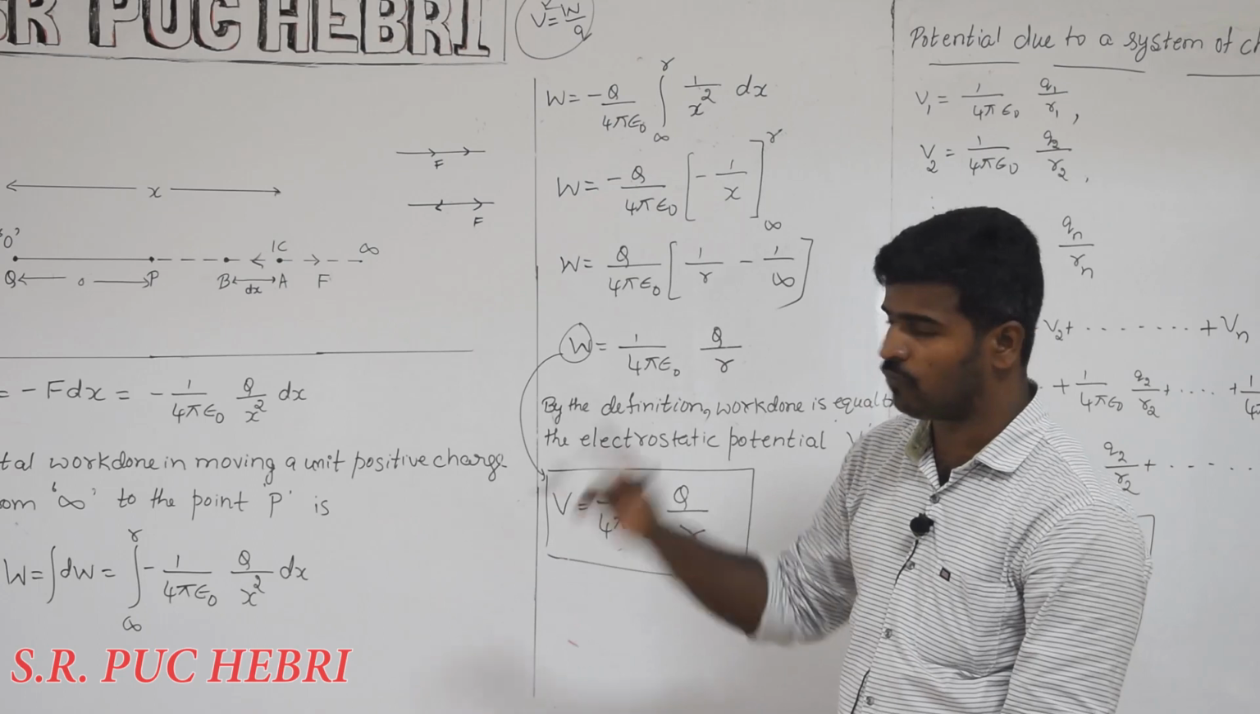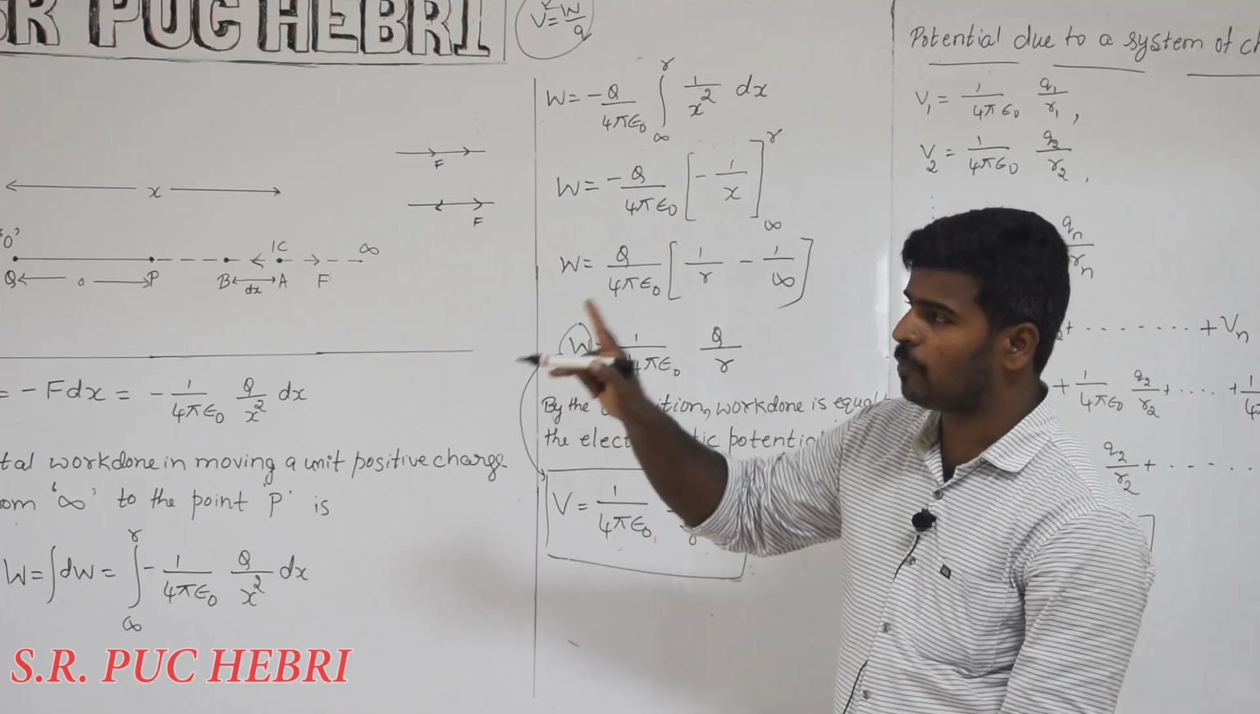Define electrostatic potential, 1 mark. Arrive at the expression for potential due to a point charge.